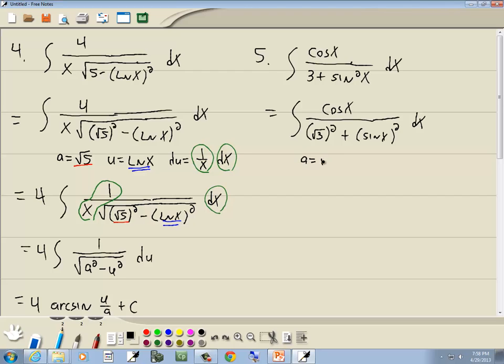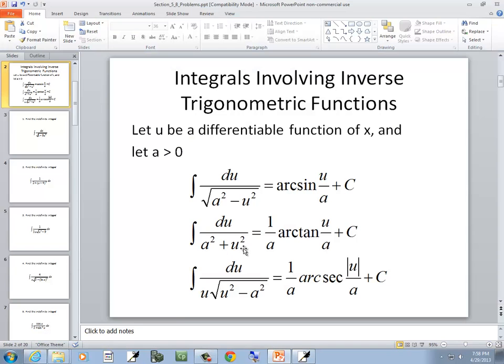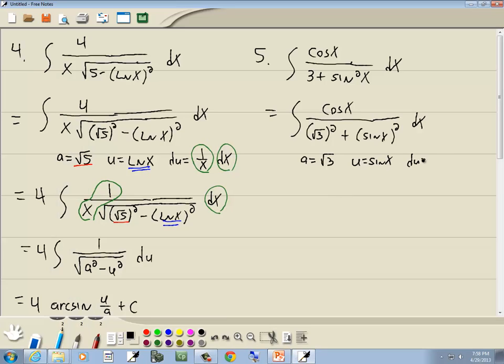Well, a would be square root of 3, u would be sine x, and then we'd have a squared plus u squared, which is what we're wanting. Now du, the derivative of sine is cosine x, and then we have to throw on a dx, which works out really nice because that's what I have up on top. So that's going to replace that. Sine x, cosine x, dx, dx. So everything's accounted for in my problem here.